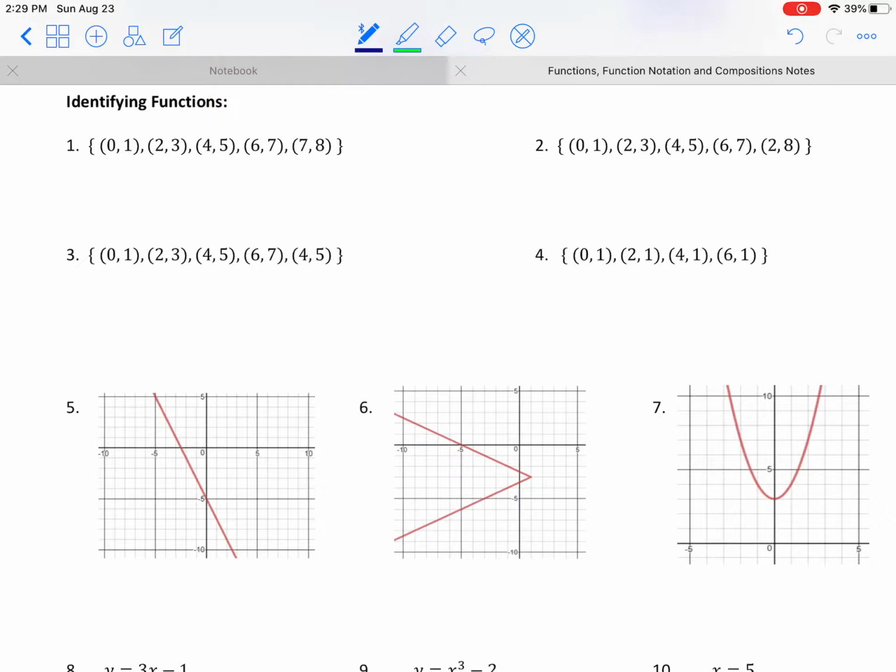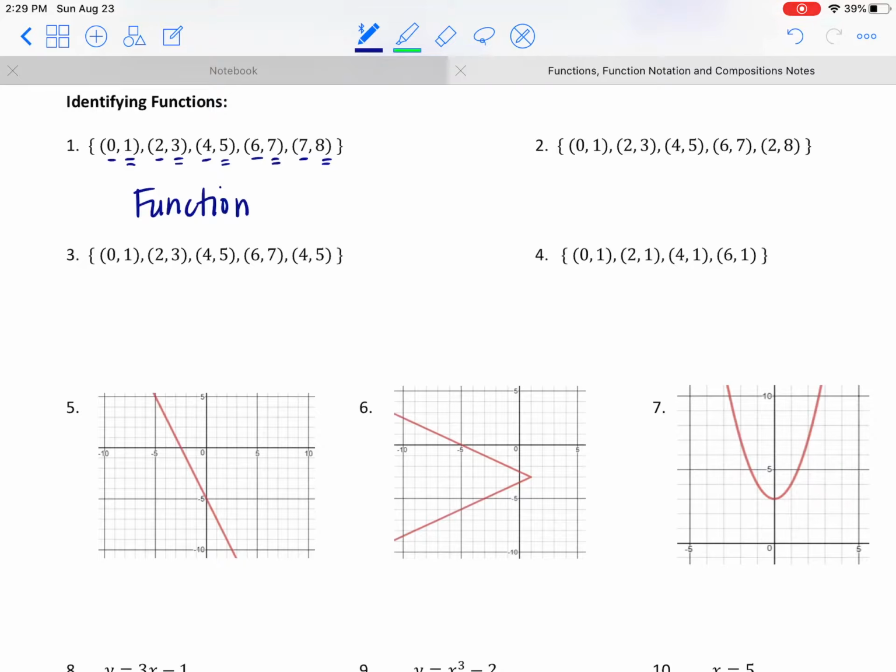So the first example, we've got all these ordered pairs, we've got all these different x values, and they correspond with all these different y values. So what do you think? Does that set of ordered pairs represent a function? Well, those are all different people having different birthdays. I think we're good here. So this is a function. No issues there.